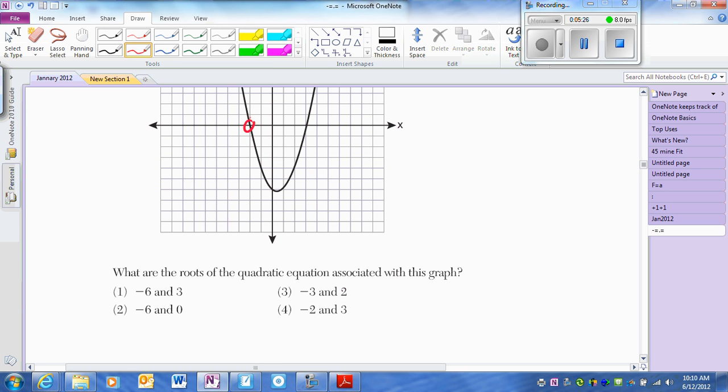Roots are where it crosses the x-axis. Crosses at negative 2 and positive 3.